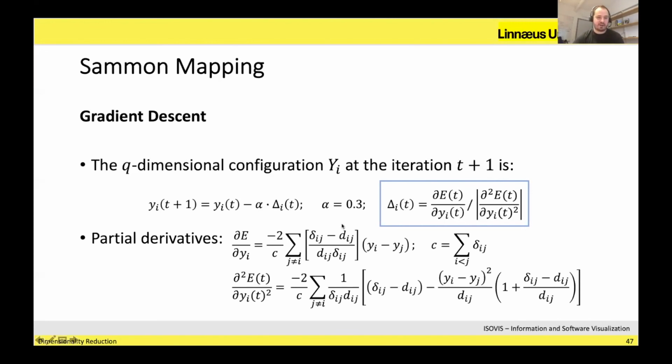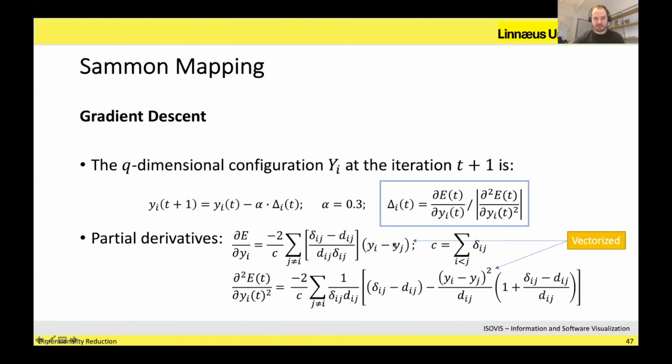Of course not. So the first partial derivative is minus 2 divided by c, which is just a constant. Again, it's just the sum of all the original similarities. It's a constant. You can pre-compute this. And then times original distances minus low dimensional distances divided by, and so on. And then you just replace them with the stuff that you already know: original distances, final distances, and so on. And this is yi minus yj.